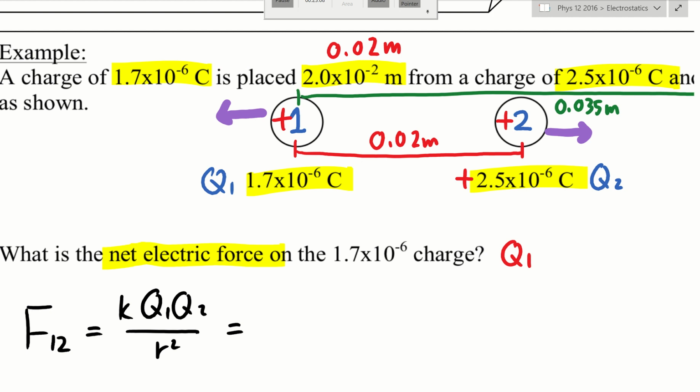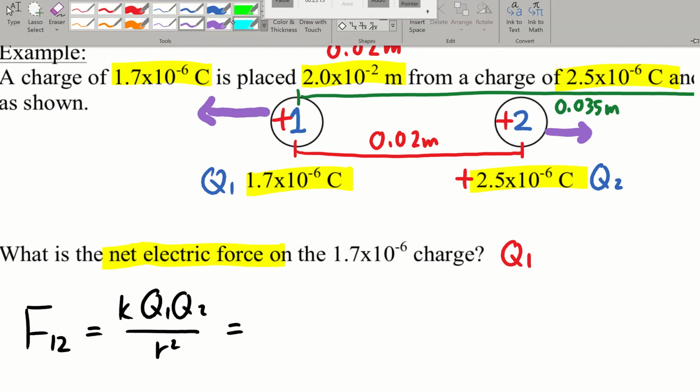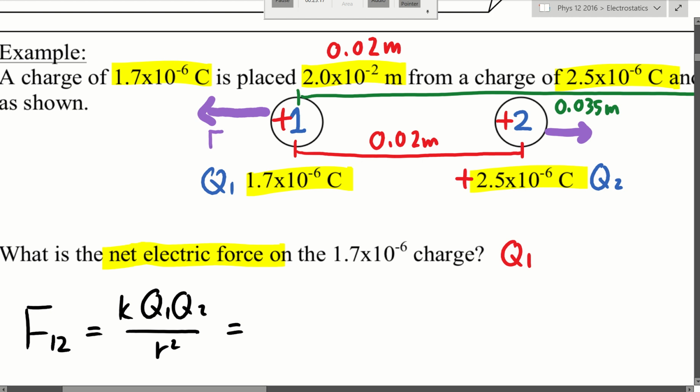So therefore, we have a force between charge 1 and charge 2. Right there. Now, how strong is that force? Well, this force is going to be between charge 1 and charge 2. So I'm going to call it force 1, 2, the force between 1 and 2, right?